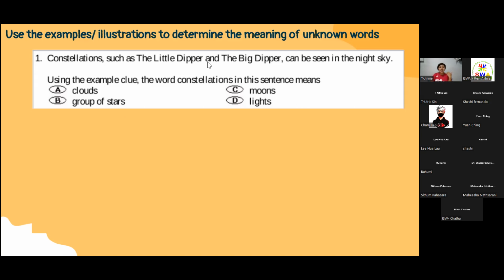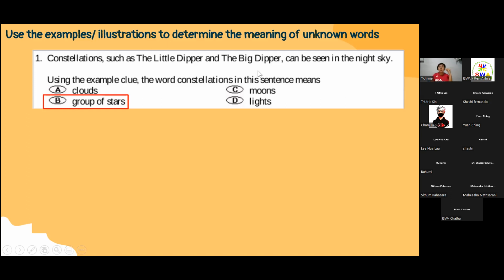See, Sri Chandrajaya, the nunnery, somebody said clouds. That is because you don't know what big dippers and small dippers are. Yes, Shashi says group of stars. The answer is actually group of stars. Good try for the nunnery, because if you don't know what the big dipper and little dipper, which has been given as an example, are, you will not know what constellations are.